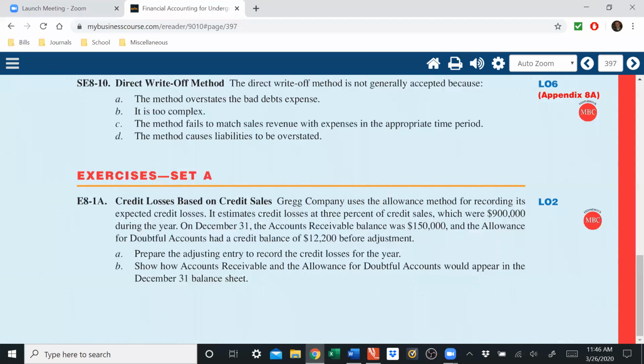So it says, Greg Company uses the allowance method to record its expected credit losses. It estimates credit losses at 3% of credit sales. Credit sales were $900,000 during the year. On December 31st, the accounts receivable balance was $150,000, and the allowance for doubtful accounts had a credit balance of $12,000 before any adjustment. So we need to A, prepare the adjusting entry to record the estimated credit losses for the year, and then B, show how accounts receivable and the allowance for doubtful accounts will appear on the December 31st balance sheet.